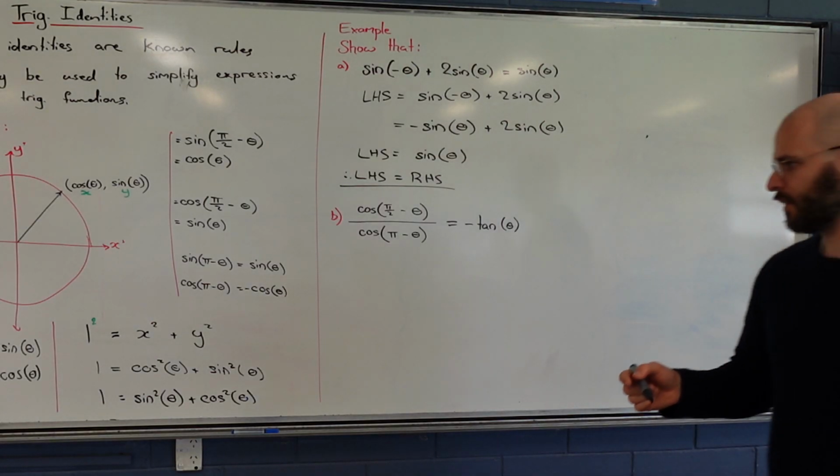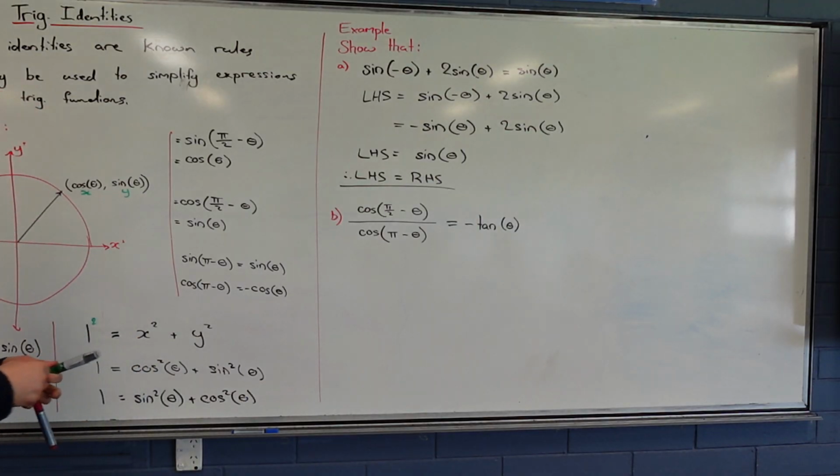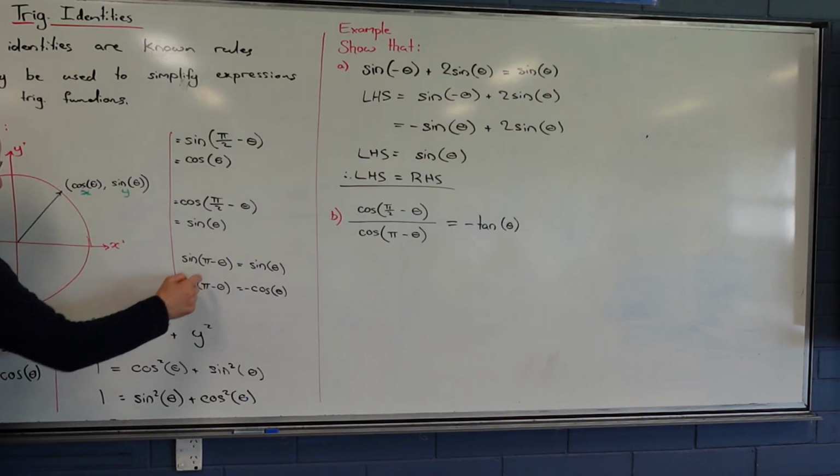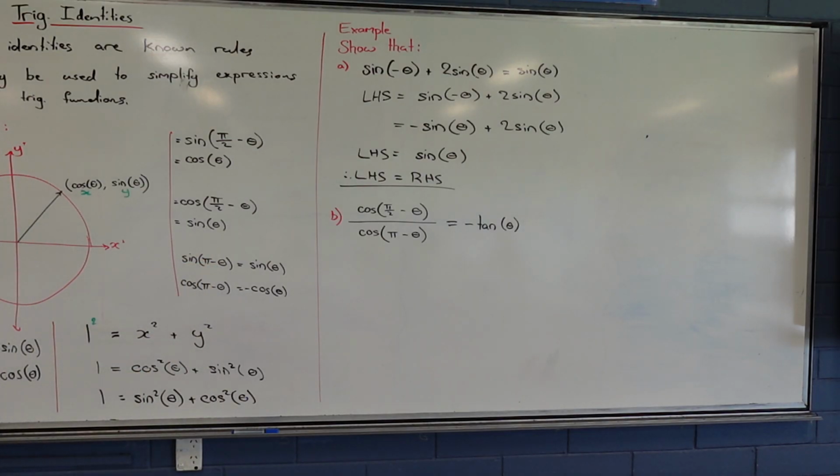But again, using the unit circle, we can actually see what's happening here. I want you to think, if we have sine of pi take theta, then what you're effectively doing is, if it's sine, you're focusing on the y value, you're starting over here because this is pi.